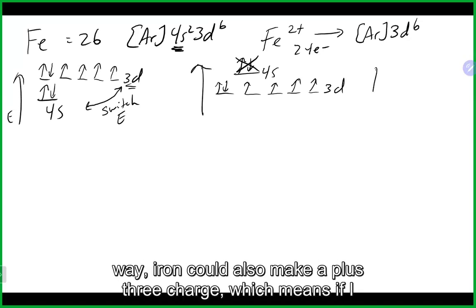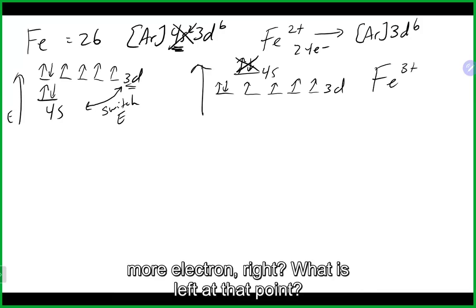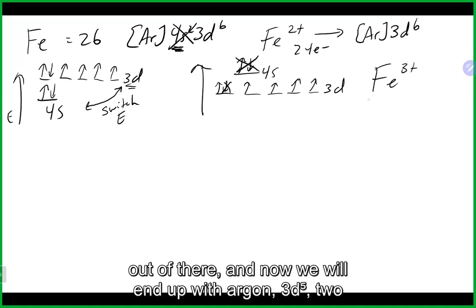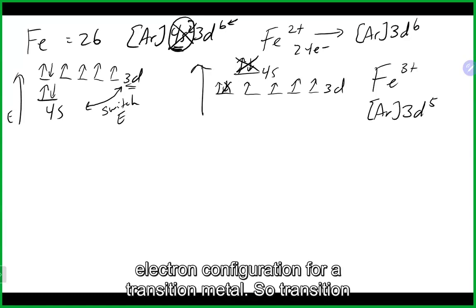By the way, iron can also make a +3 charge, which means if I took out the 2 electrons in the S, I now need to lose 1 more electron. What is left at that point? We now have to go into the D, and we have to take an electron out of there. And now we will end up with argon 3d5. 2 from the 4s and 1 from there. And that would give you the electron configuration for a transition metal.